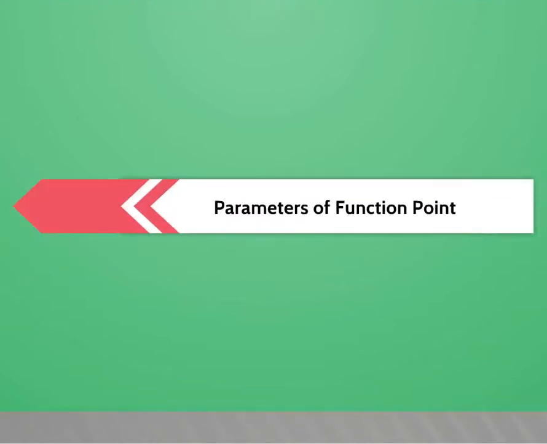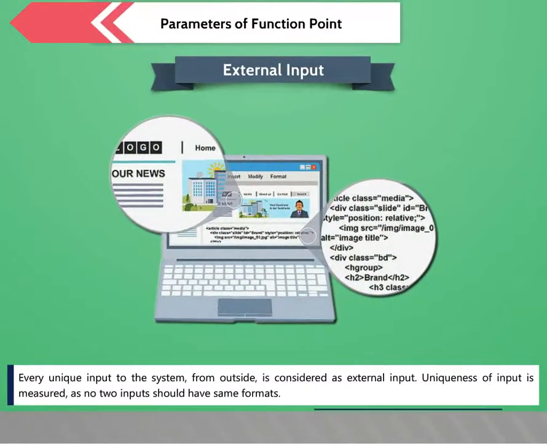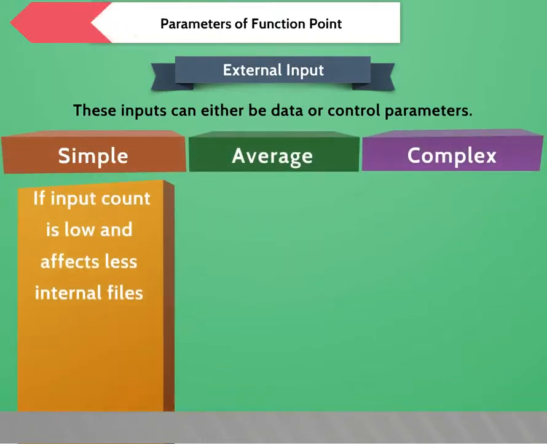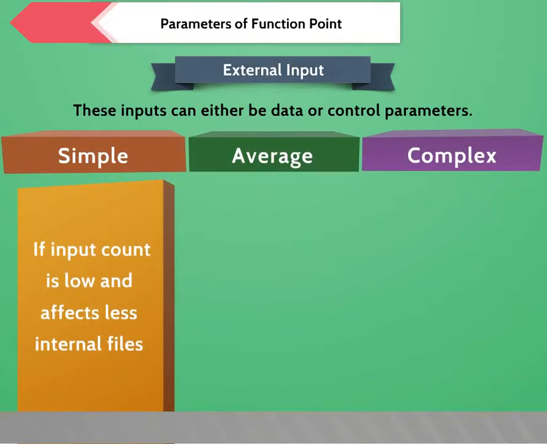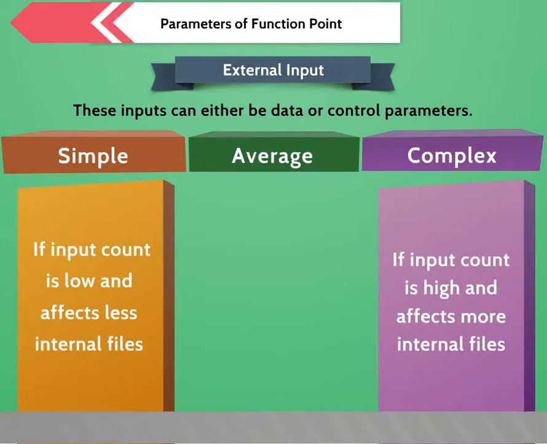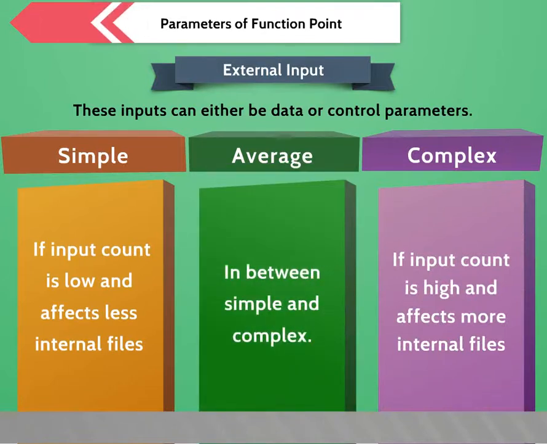Parameters of function point. External input. Every unique input to the system from outside is considered as external input. Uniqueness of input is measured as no two inputs should have the same formats. These inputs can either be data or control parameters. Simple, if input count is low and affects fewer internal files. Complex, if input count is high and affects more internal files. Average, in between simple and complex.